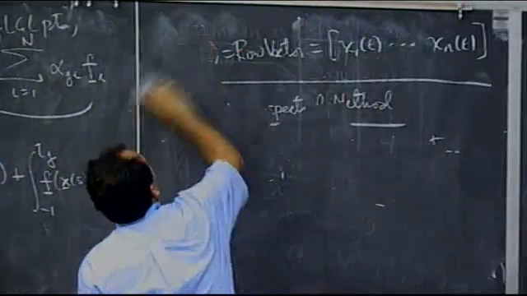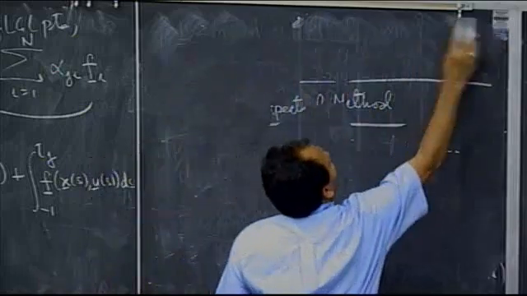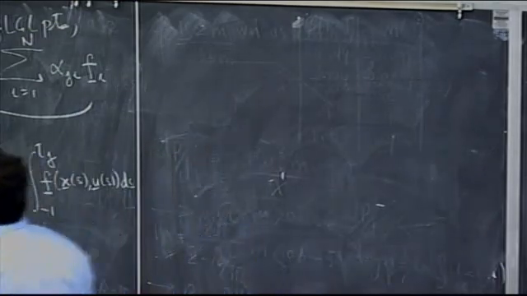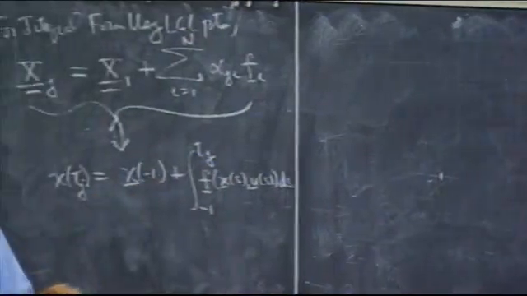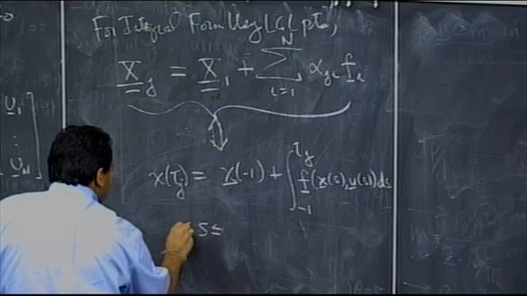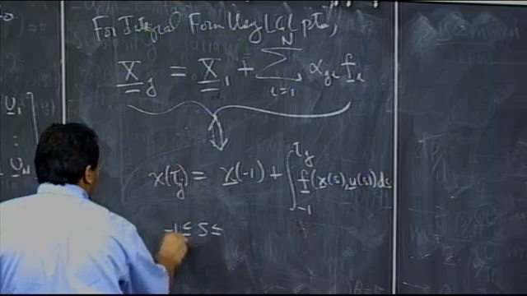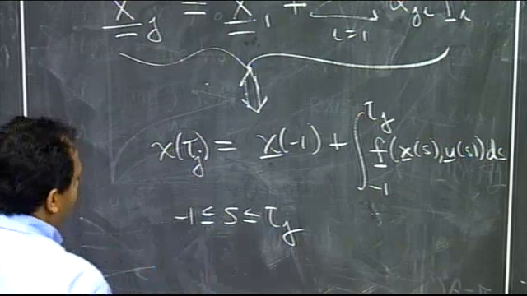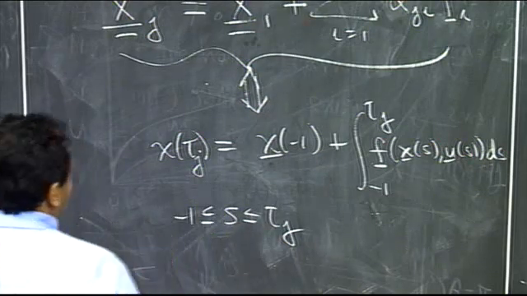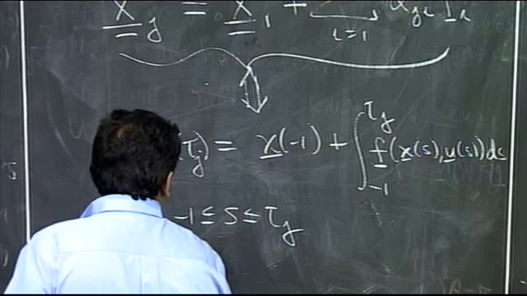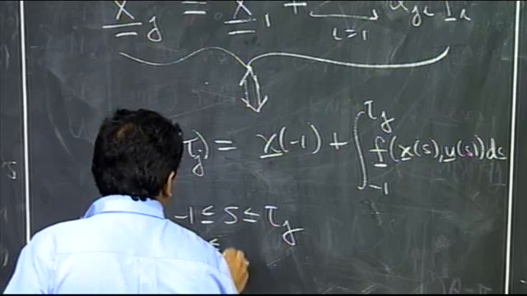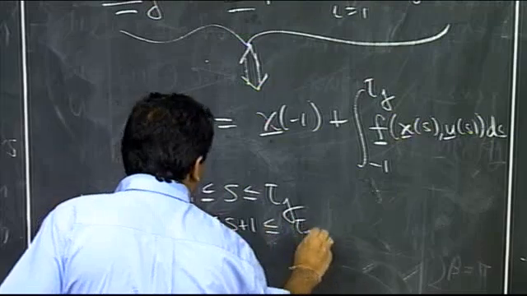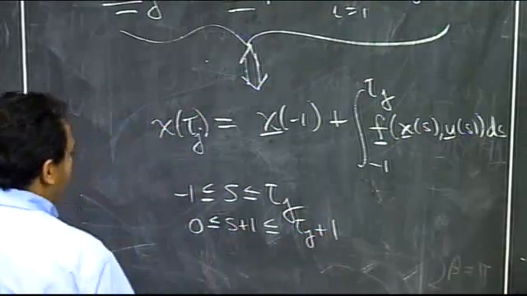The way you do that is as follows. Let's suppose I take this interval. I say s goes between what? Negative 1 and tau j, right? Which means, if I do this in a slightly different form, that 0 is less than or equal to s plus 1, which is less than or equal to tau j plus 1, right?